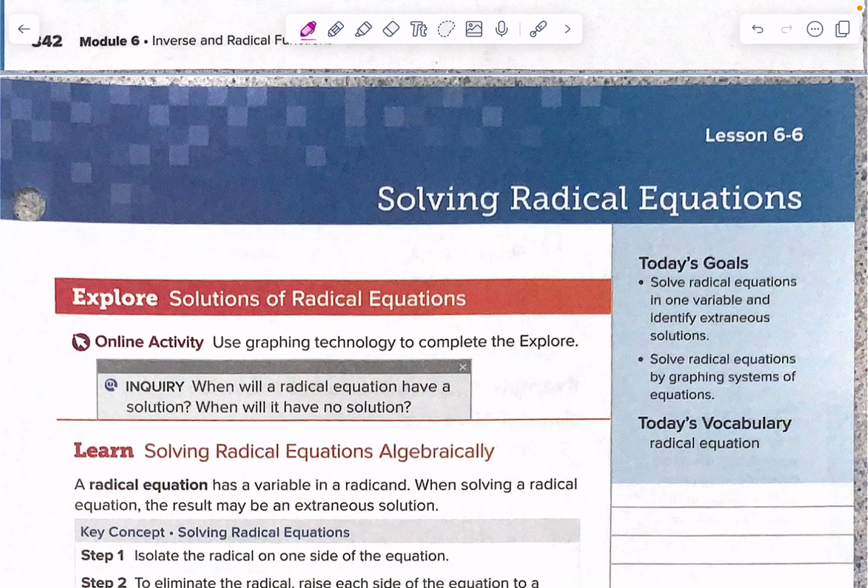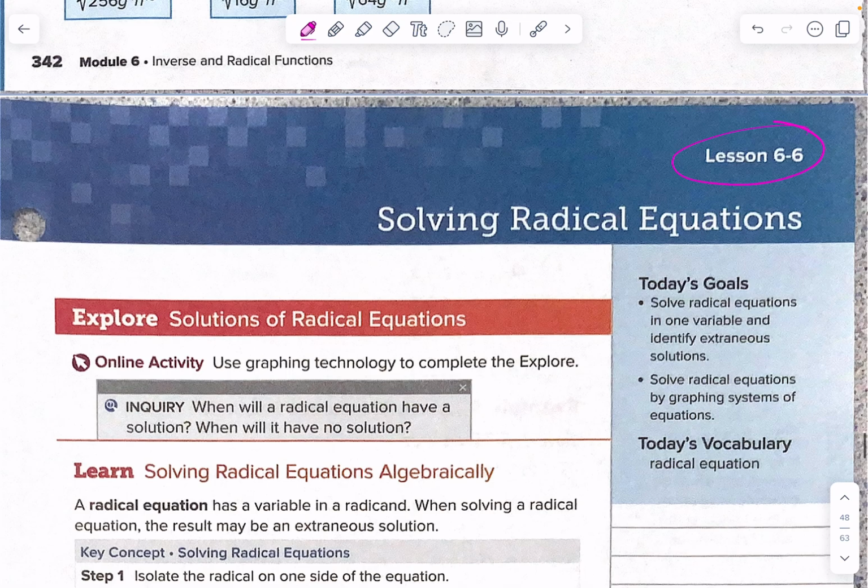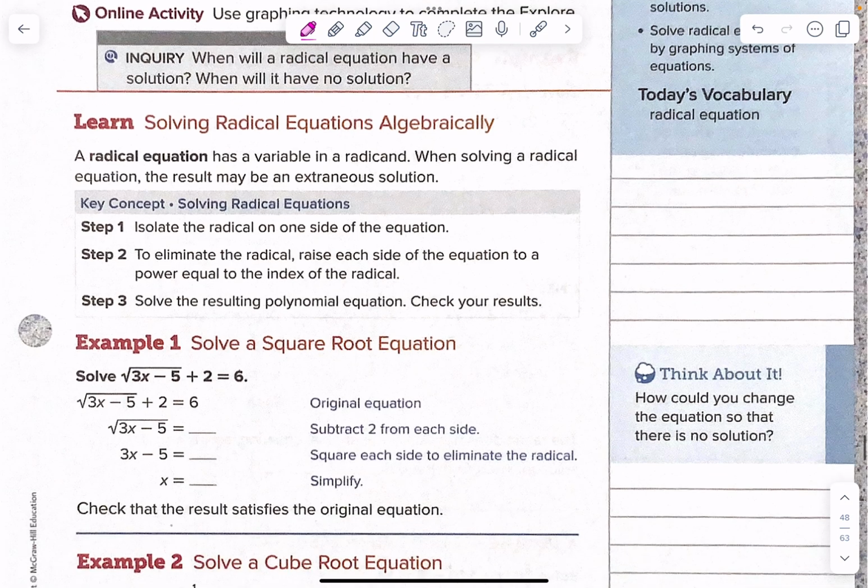Okay, algebra. This is the last section of the chapter. This is section 6.6. And it's a lot easier than what 6.5 was. You will probably like this one a lot better. But we are solving radical equations, so we're going to have equal signs involved and getting square roots by themselves and undoing and solving for x and that type of thing.